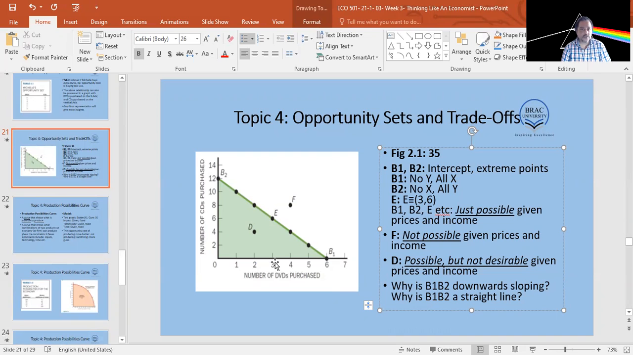Why is B1, B2 a straight line? This is the important question because the prices of the DVDs on the x-axis and the prices of CDs on the y-axis are fixed given our budget. So if we decide to sacrifice one for the other, we will always be sacrificing in the same ratio. In the previous part, we said that that same ratio is the slope.